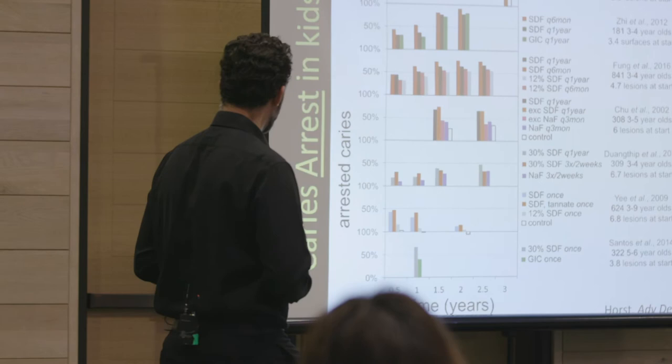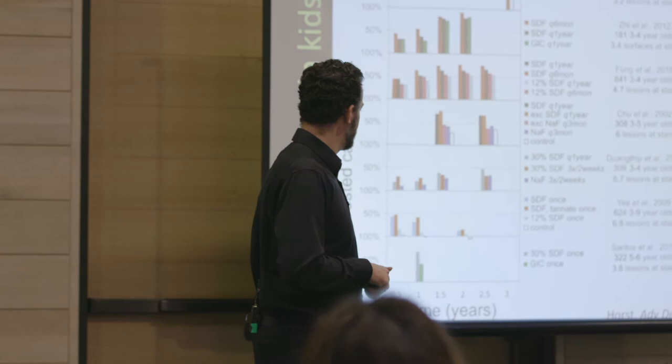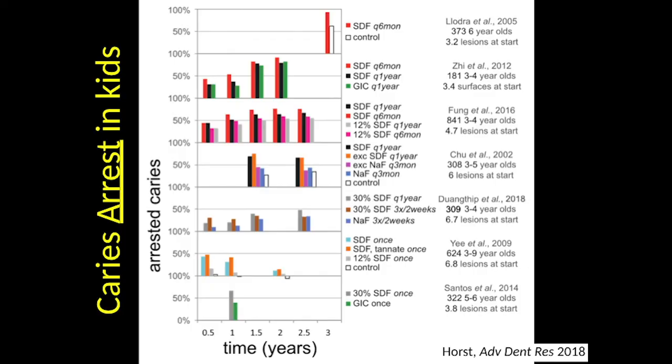And the bars, the higher the bar is, the higher the fraction of cavities that are stopped. So if the bar went all the way to the top, that would mean 100%. If there was no bar at all, that would mean no effect. Everywhere is kind of in between, as you'll see. And the timeline, this is after 1 year, this is after 2 years, these are after 3 years. So these are long-term studies. And so we're going to zero in on what each study tells us.